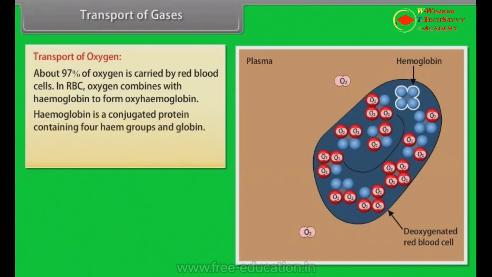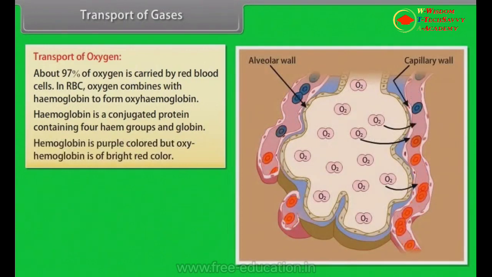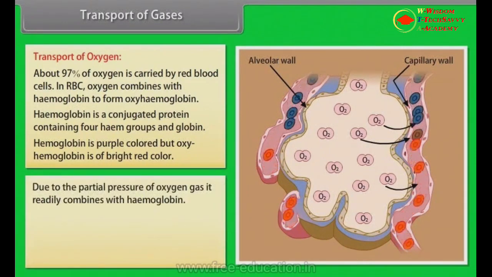Hemoglobin is a conjugated protein containing 4 heme groups and globin. Hemoglobin is purple colored, but oxyhemoglobin is of bright red color. Due to the partial pressure of oxygen gas, it readily combines with hemoglobin.